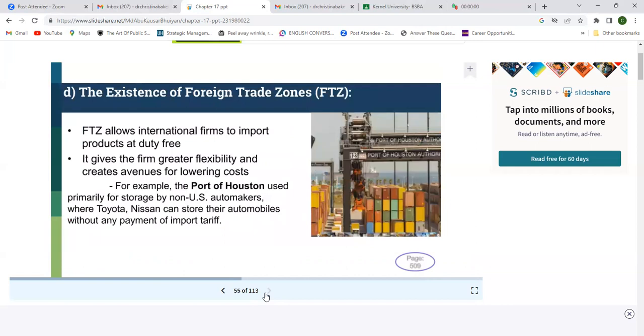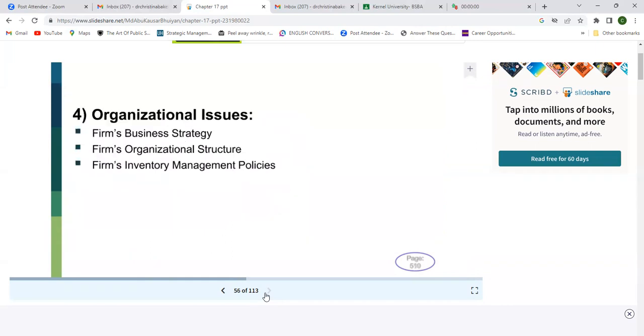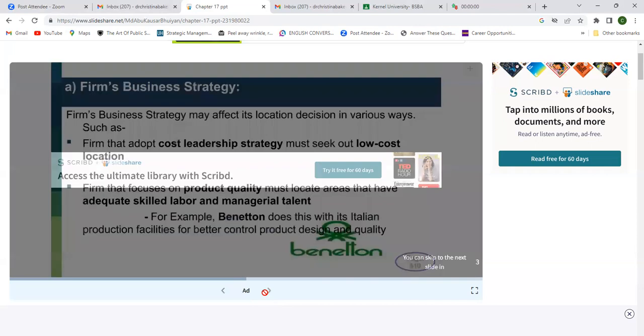FTZ allows international firms to import products duty-free. It gives the firm greater flexibility and creates avenues for lowering cost. For example, the Port of Houston, used primarily for storage, is where non-U.S. automakers such as Toyota and Nissan can store their automobiles without payment of import tariff. Organizational issues: the firm's business strategy, the firm's organizational structure, and the firm's inventory management policies.